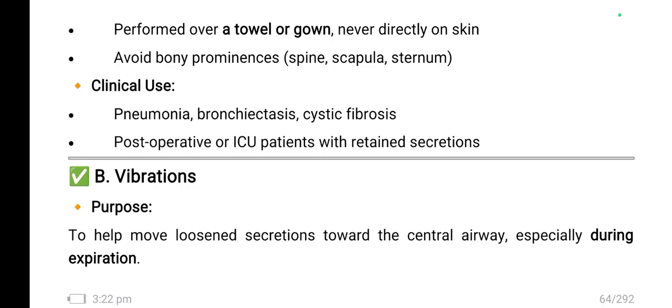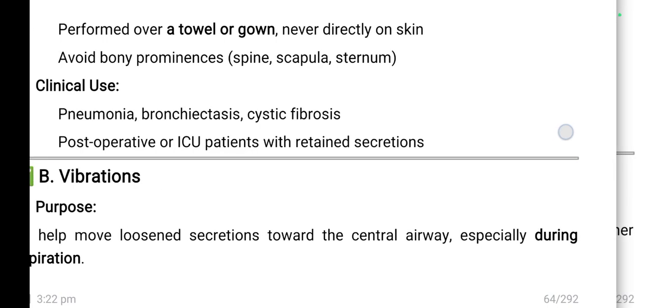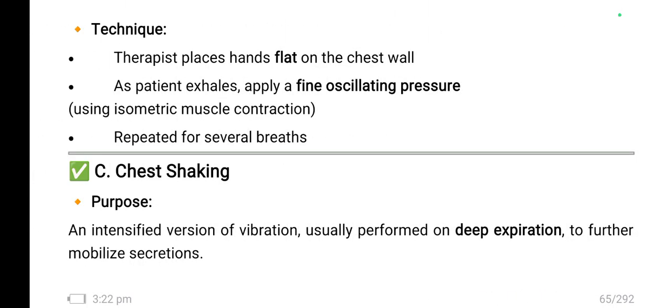And next we'll proceed to vibrations. The purpose is to help move the loosened secretions towards the central airway, especially during expiration. The technique: the therapist places the hands flat on the chest wall, and as the patient exhales, applies a fine oscillating pressure using isometric muscle contraction. Repeat for several breaths.